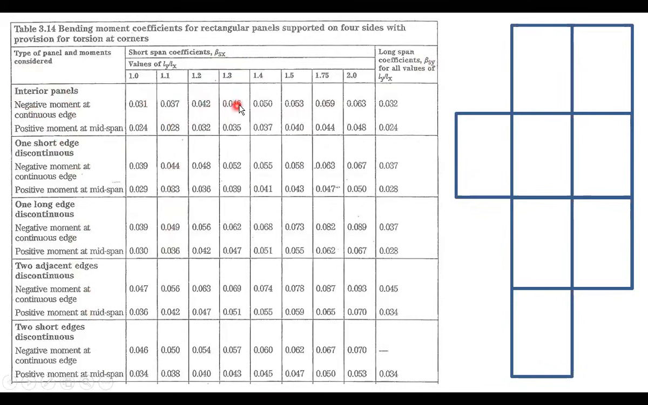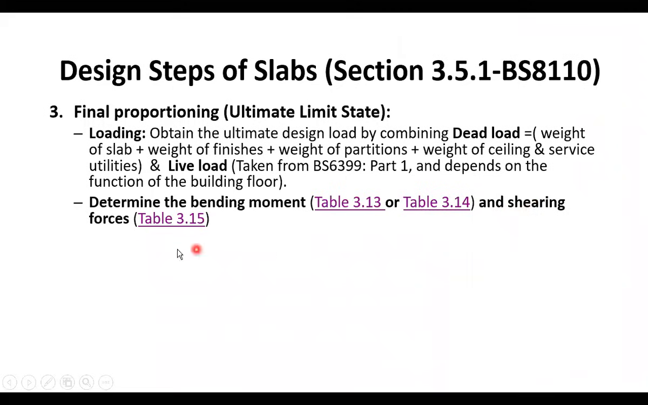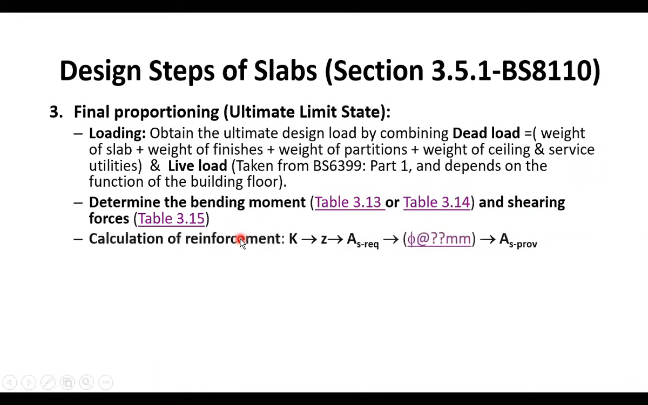And in this case, don't forget that you will have negative moment and also positive moment in the short direction, and similar negative moment and positive moment in the long direction. Also, you can get the shear force from table 3.15 that we saw in the previous slide. No need to go back to see this table. Once you got the bending moment and the shear force, you can start making your design. So you design for reinforcement.